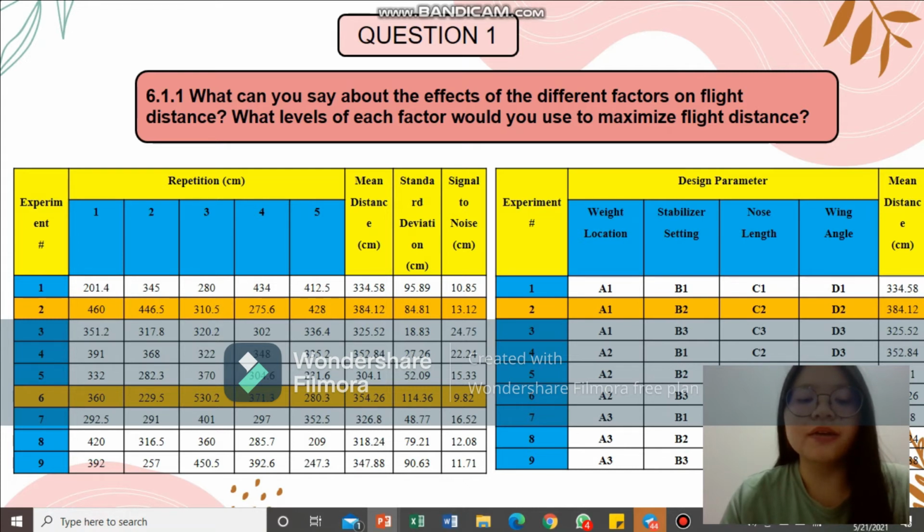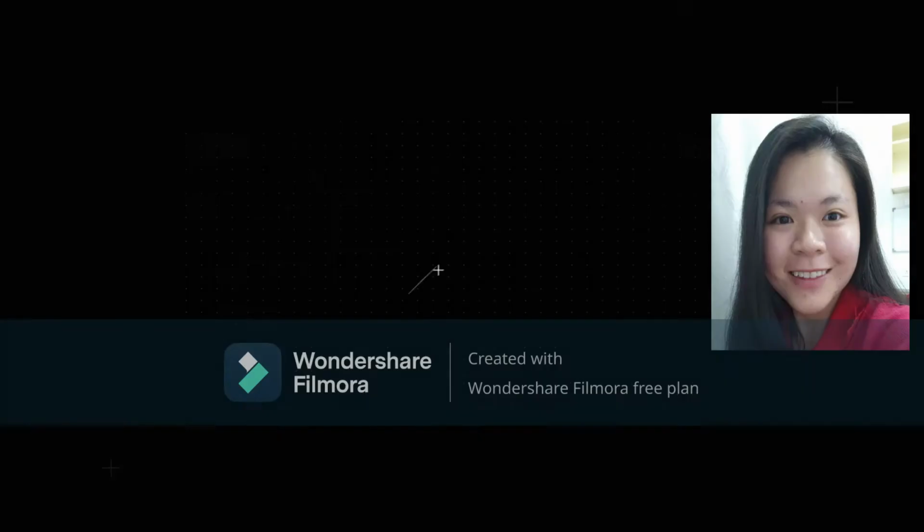And next, we suggest level 2 is the factor to maximize the flight distance, this can be observed in table 2. On the table, the nose length and wing angle at level 2 were the highest among the other levels, although the weight only differs by 11.63 cm from the first level. So we can observe that this factor can be used to maximize the flight distance.